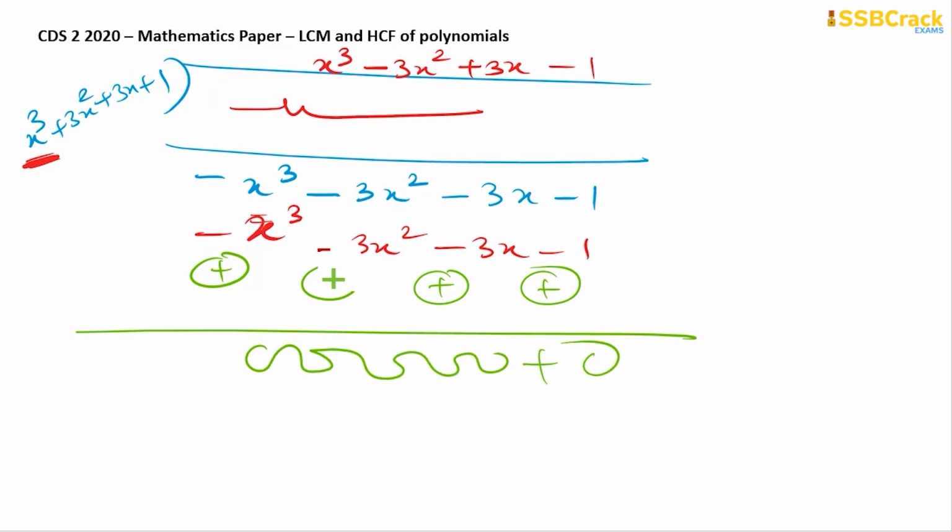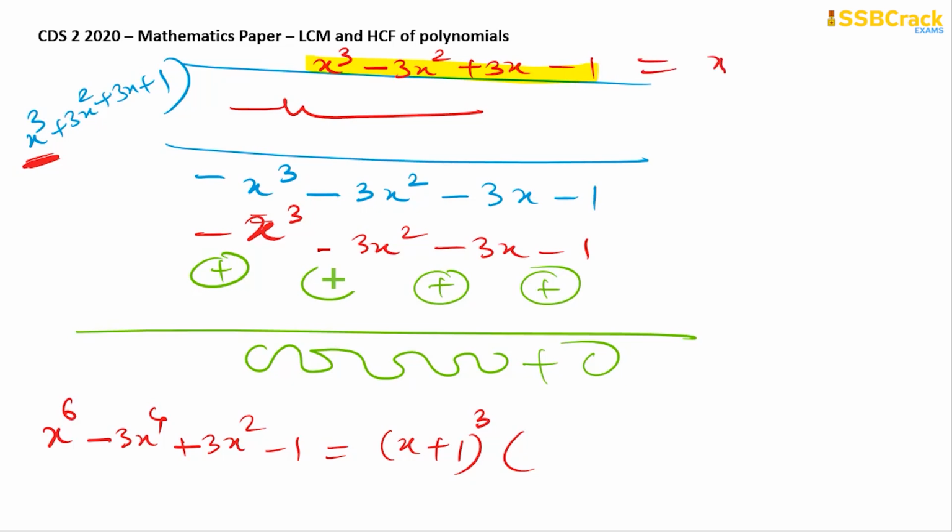So we obtain what? The factorization, this x to the power 6, right? What was that polynomial? X to the power 6 minus 3x to the power 4 plus 3x square minus 1, we obtain it to be the divisor, which we noted that it is x plus 1 cube. And the quotient, do you know this quotient? This quotient is x minus 1 the whole cube. You can check. Expand this x minus 1 whole cube, you will get this expression. So it's x minus 1 the whole cube, right?